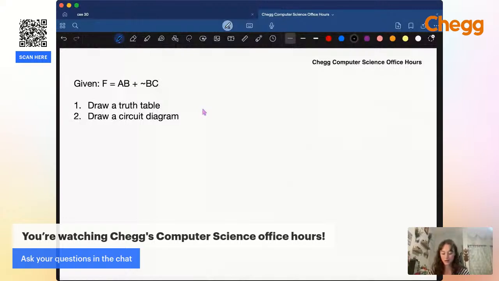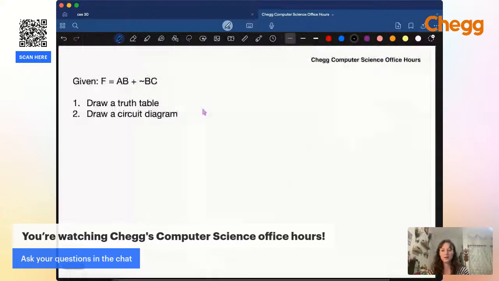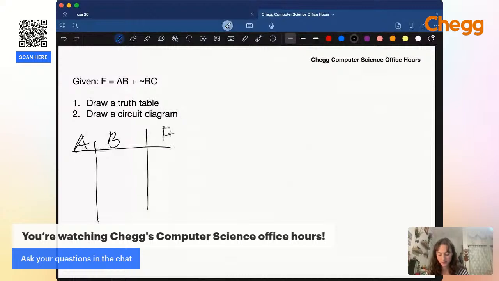So here we're given a Boolean function, and the first part is to draw a truth table. So I'm gonna go and make columns for A and B and F. Oh, and C. Oops.